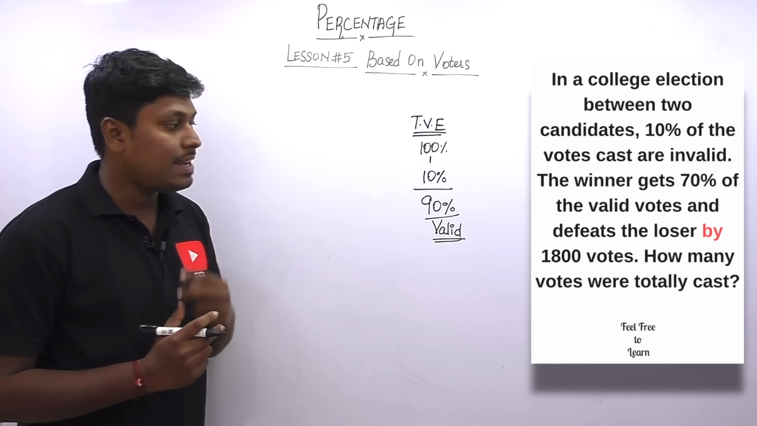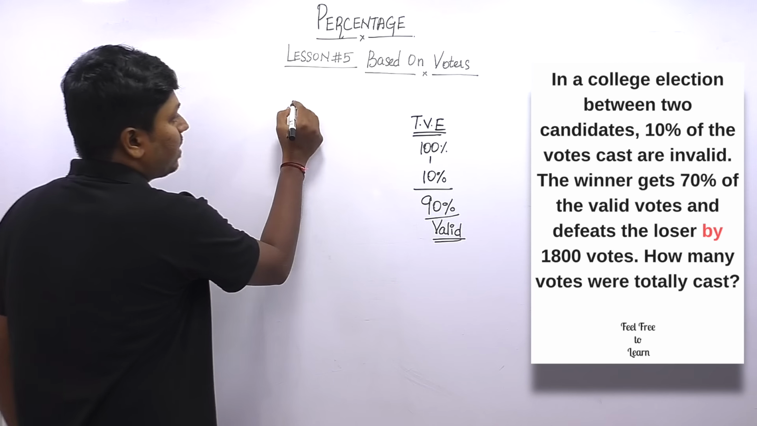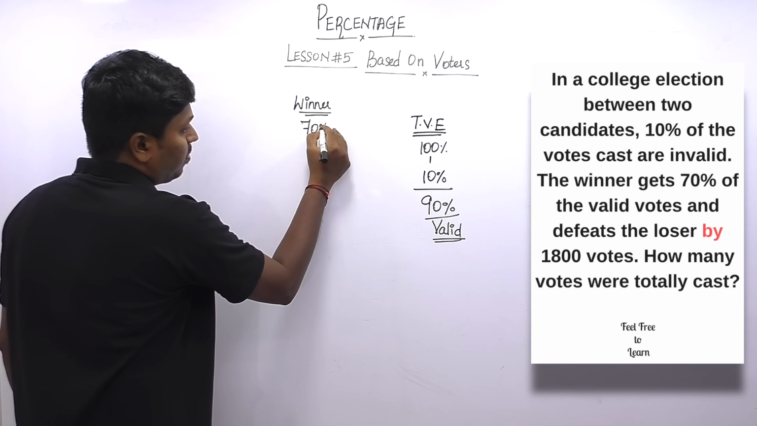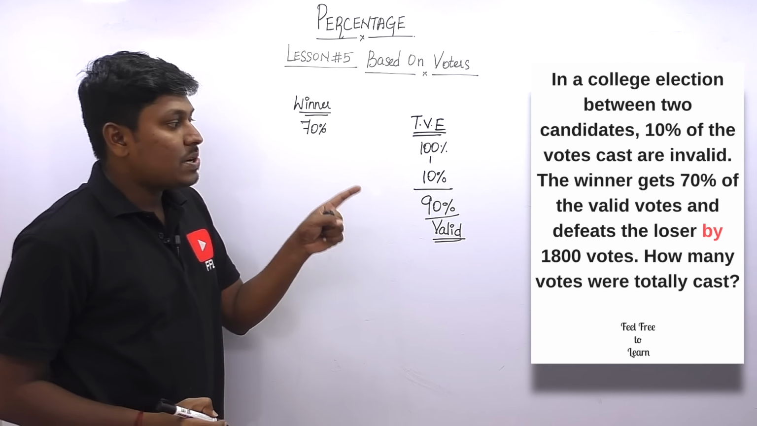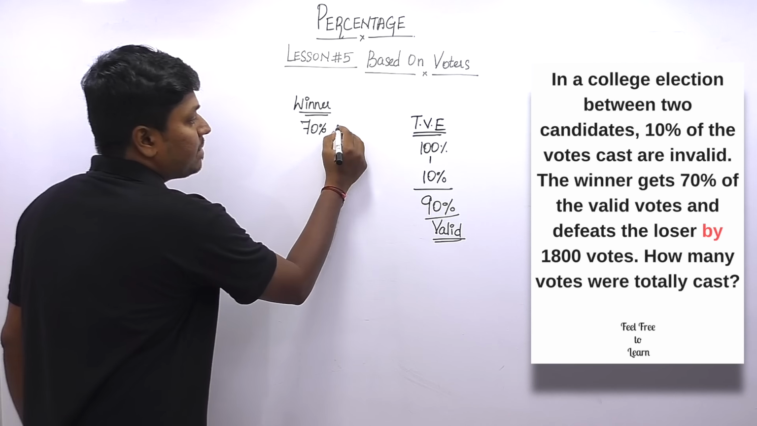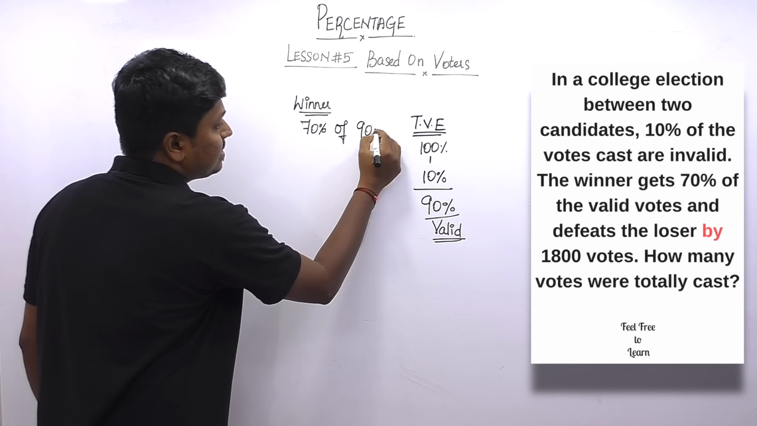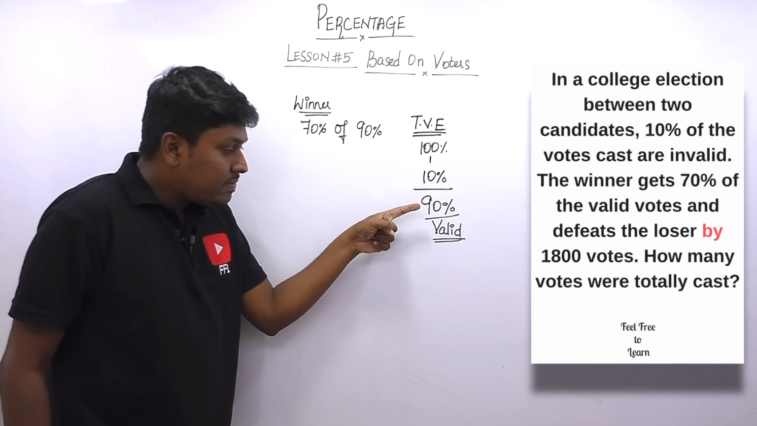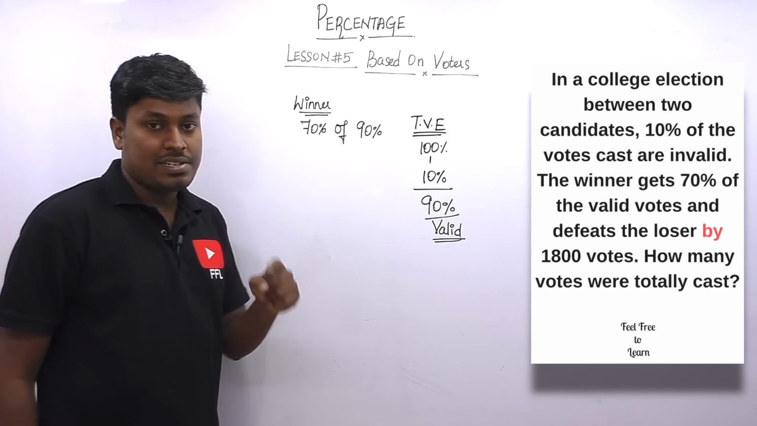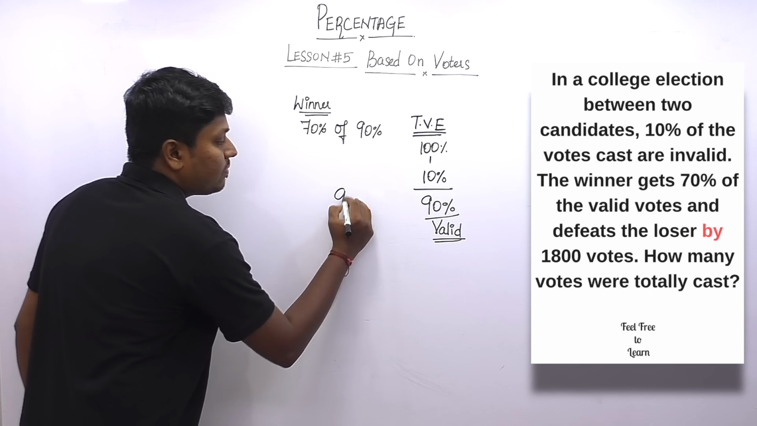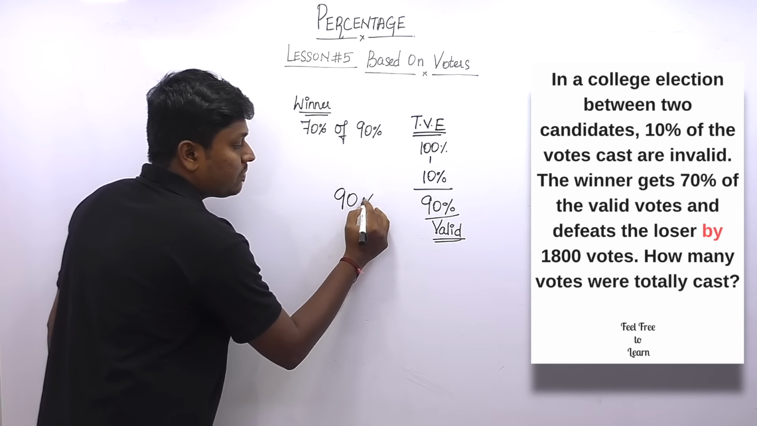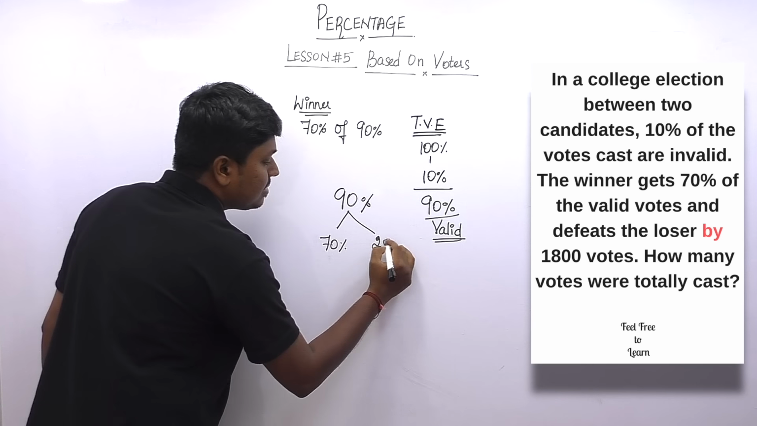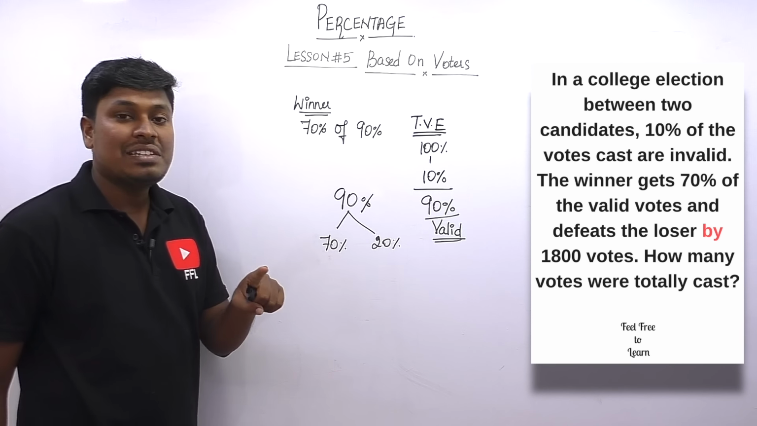This is the first. And the second is the winner. Now they are talking about the winner. So the winner gets 70%, most important, 70% of the valid votes. 70% of valid votes, which is 90%. Friends, got it? Valid votes is 90%. Out of this 90, the winner got 70%. You should not wrongly think, as most of the students do, that out of 90% valid votes, the winner got 70, then definitely the loser will be 20. Is this the right methodology? No, it is completely wrong.